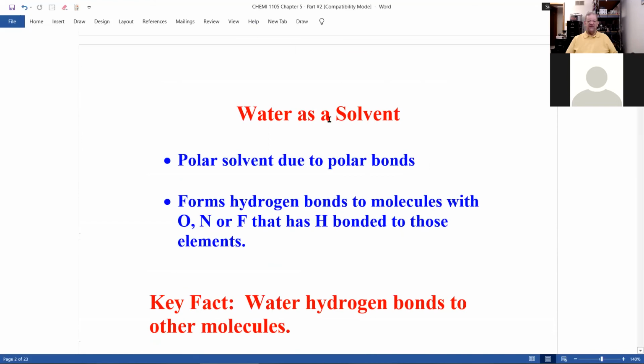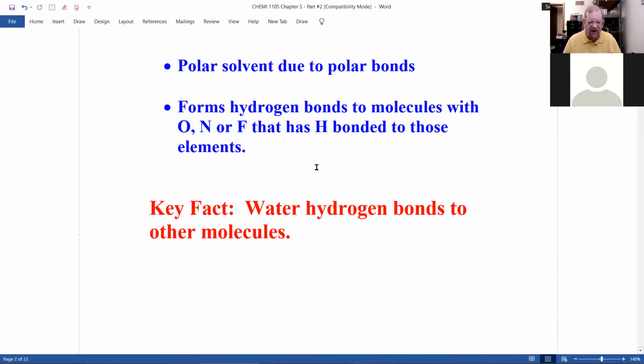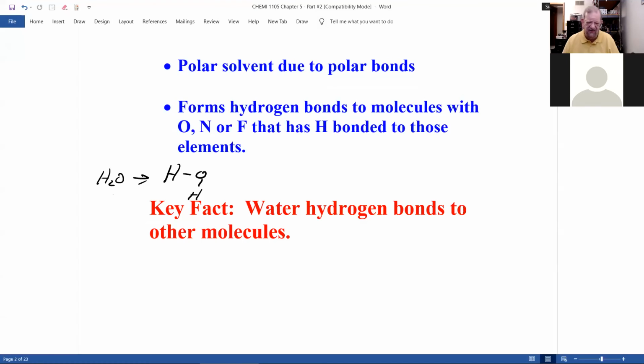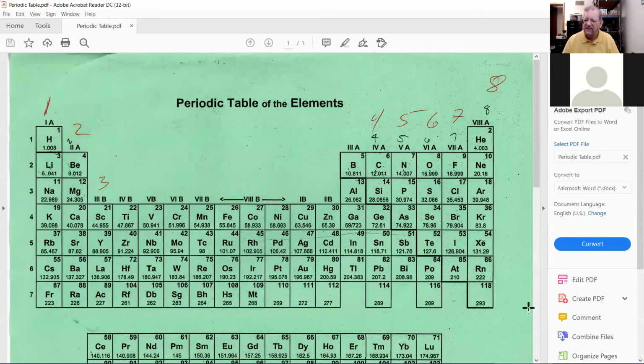Now, water is a solvent, and we call it a polar solvent due to polar bonds. You should know water forms hydrogen bonds. And I might have talked about it earlier, but let's talk about water now. Water. Now, I mentioned a long time ago electronegativity. Well, let's go back and look at electronegativity.